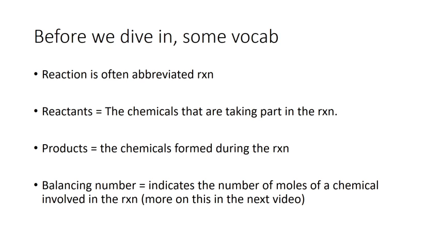Reactants, those are the chemicals that are taking part in the chemical reaction. The products are the chemicals formed during the reaction. Balancing numbers indicate the number of moles of a chemical involved in the reaction.